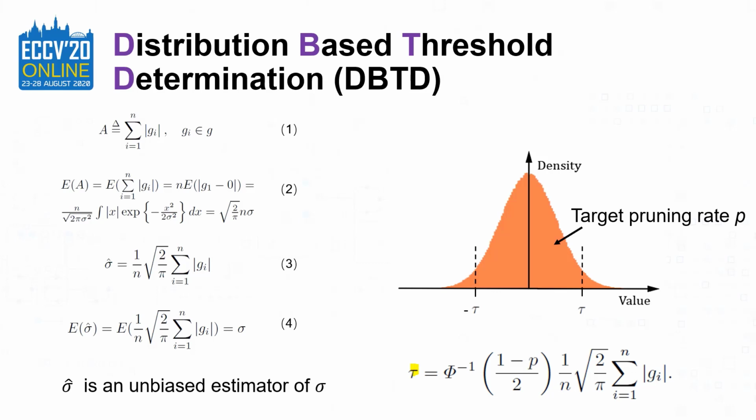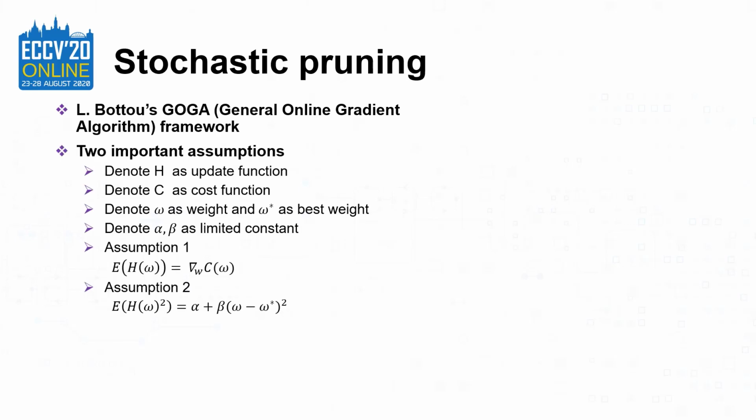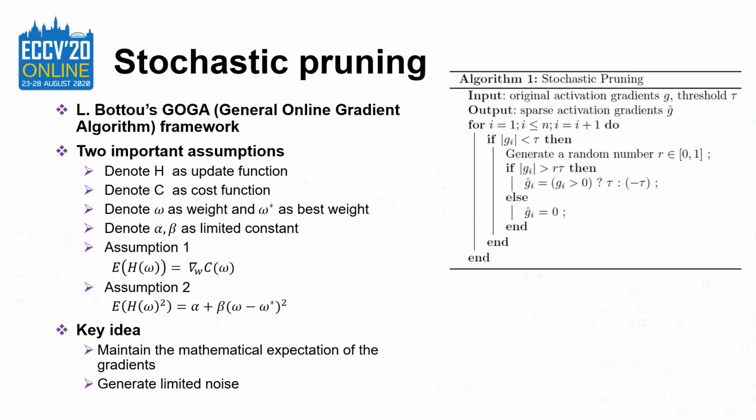For the second challenge, we adopt stochastic pruning rather than direct pruning to alleviate accuracy loss. In L. Bottou's GOGA, General Online Gradient Algorithm framework, there are two important assumptions for convergence. Correspondingly, we propose a stochastic pruning algorithm which has two key ideas: maintain the mathematical expectation of the gradients and only generate limited noise. Our pruning method will maintain the gradients larger than threshold and set the gradients under the threshold to 0 or ± tau according to its absolute value. And here is the pruning effect.